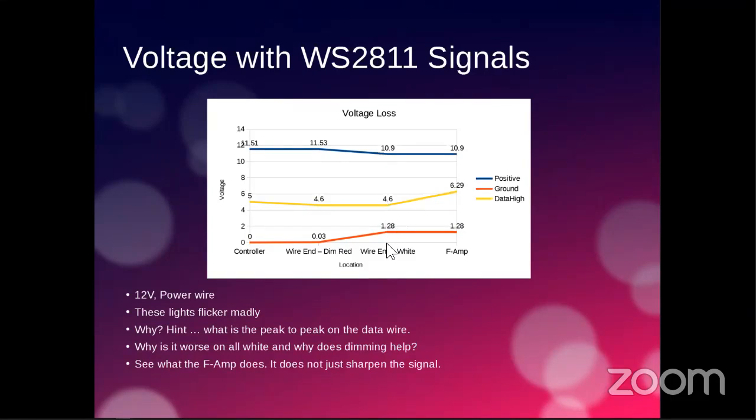Okay. The final thing I wanted to show is, well, what happens if you throw an F-amp in? And by F-amp, you could also use any of the null buffers, etc.